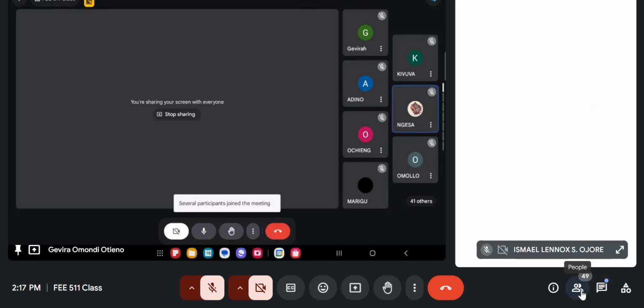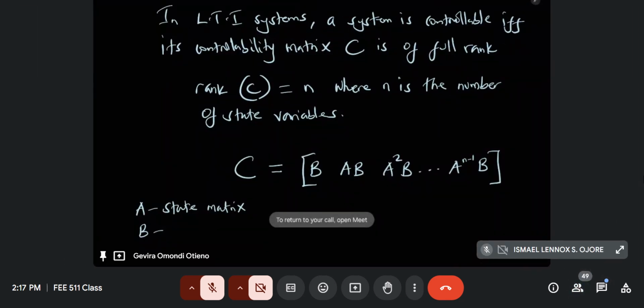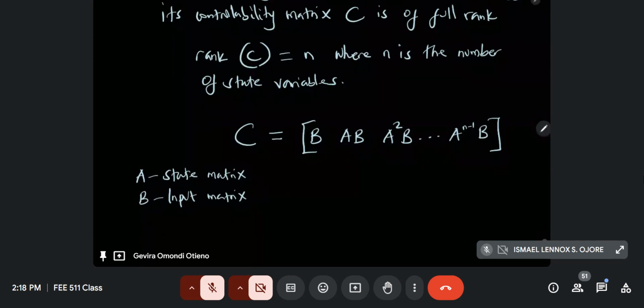All right, okay, so let's continue. So A is the state matrix, B is the input matrix. Of course, these are just definitions that we've done before while we were describing the state space representation. So you can see that this only consists of the state matrix and the input matrix. So this is the definition for a controllability matrix.